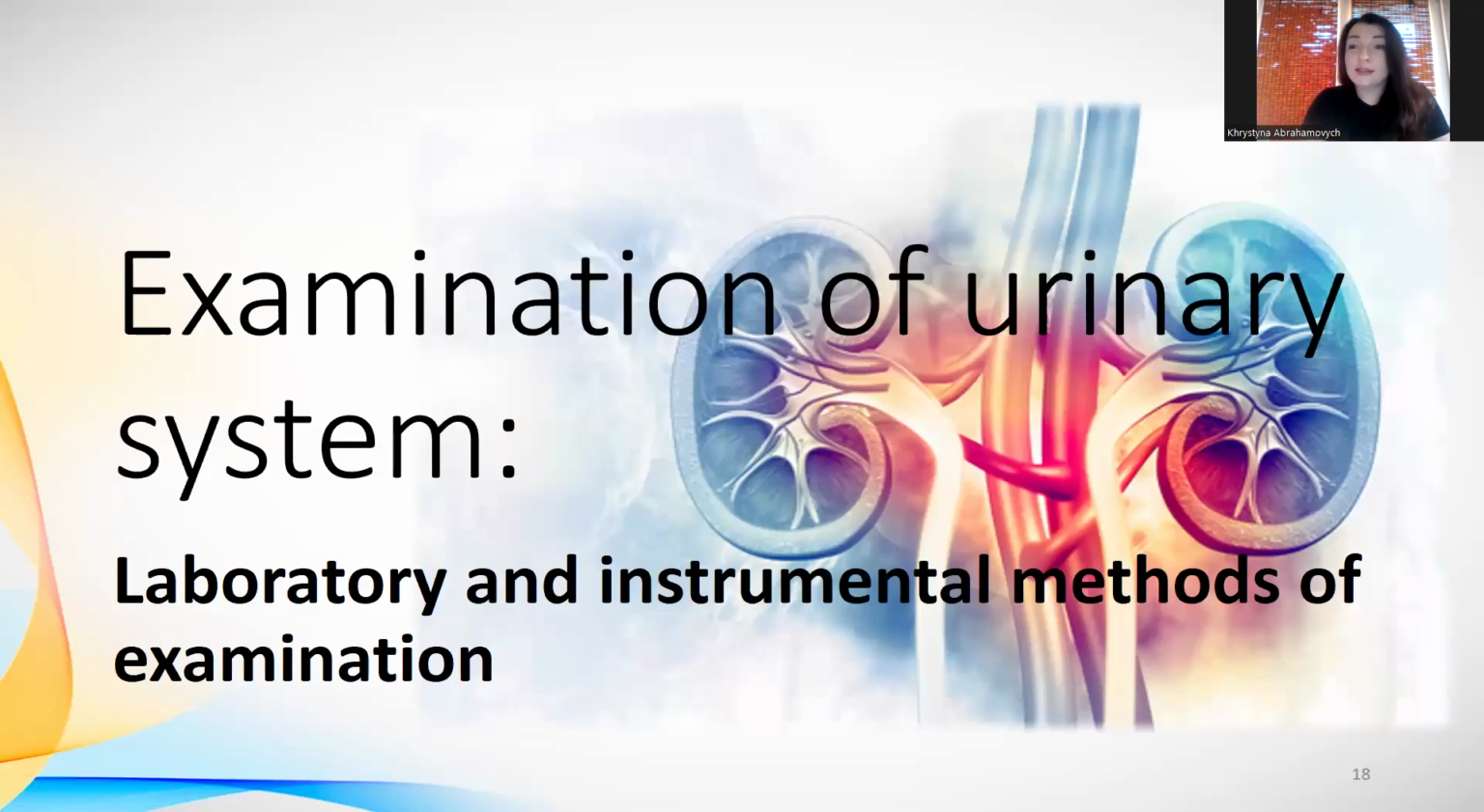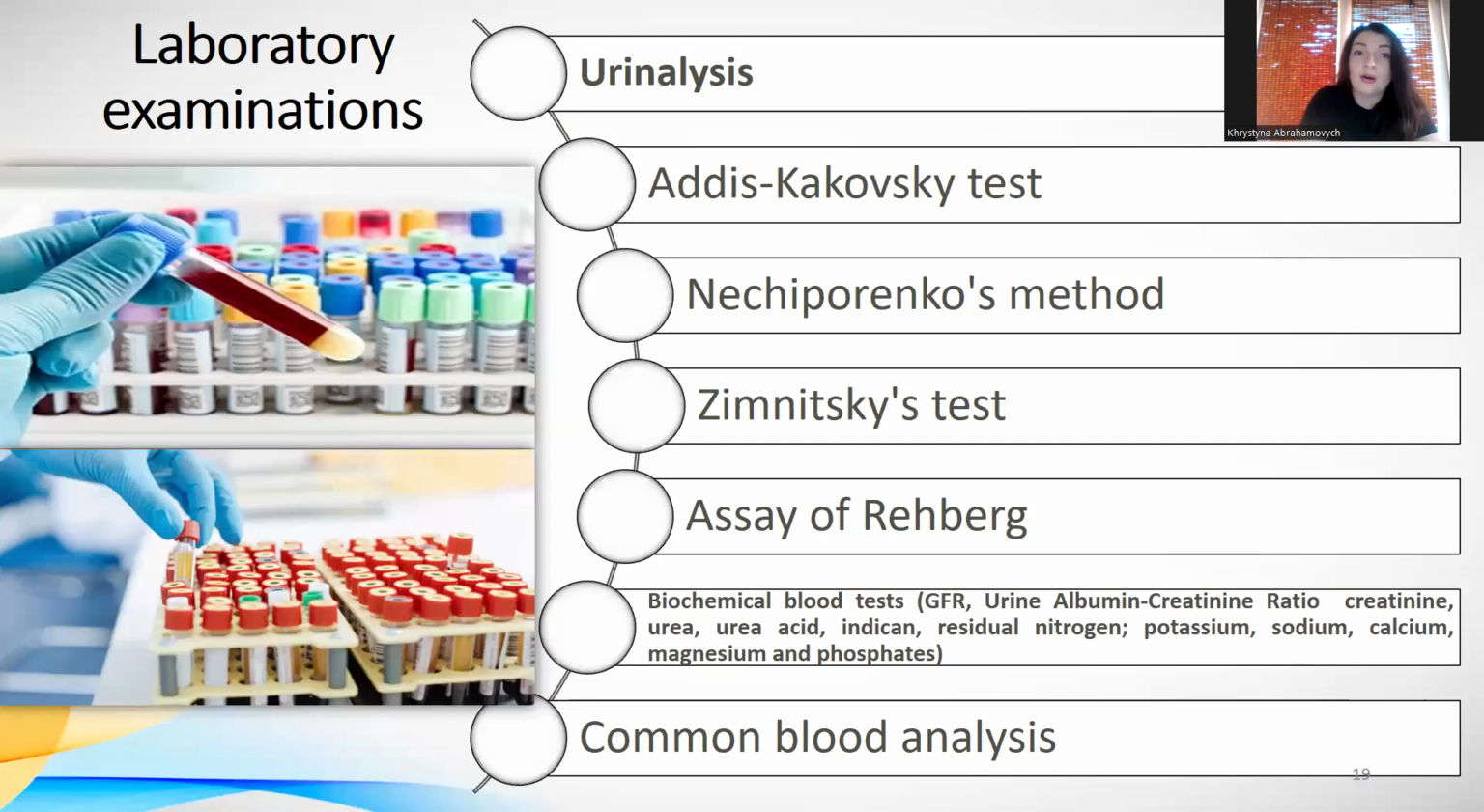Now, next, our step is, of course, laboratory and instrumental methods of examination. When we talk about laboratory and instrumental methods, of course, first of all, if you suspect some kidney problem, you should start from simple urine analysis. But besides that, can also be done Addis-Kakovsky test, Nechiporenko method, Zimnitsky test, Reberg assay, common blood analysis, and besides that, we check blood chemistry.